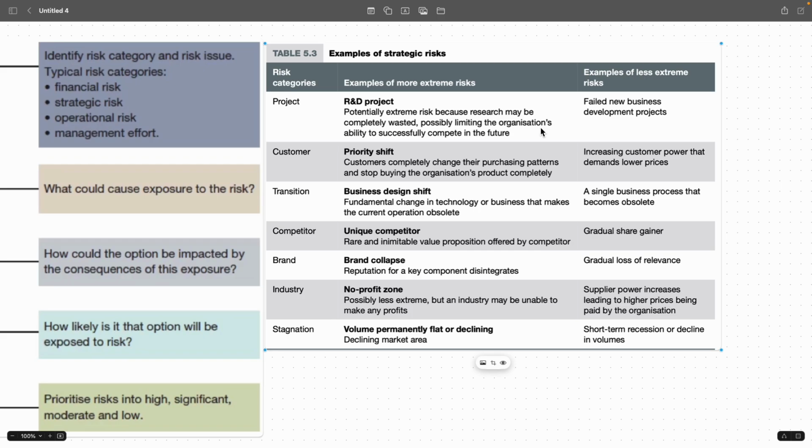So that's brand collapse. Gradual loss of relevance is when the brand slowly goes out of date, like Kenny Rogers. Kenny Rogers is not really relevant nowadays because he used to be a country singer back in the 1980s.